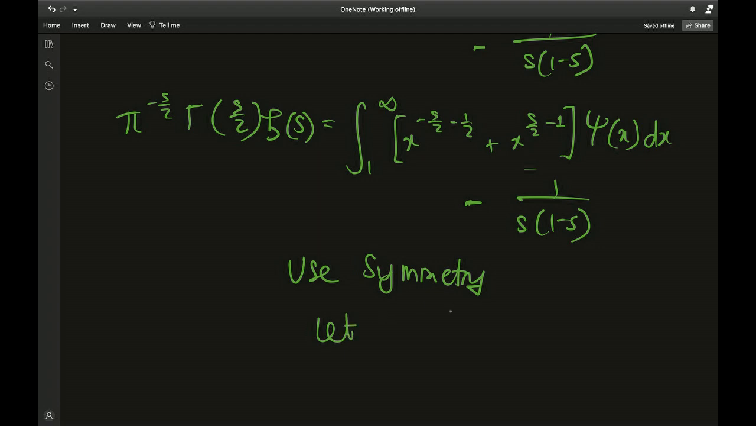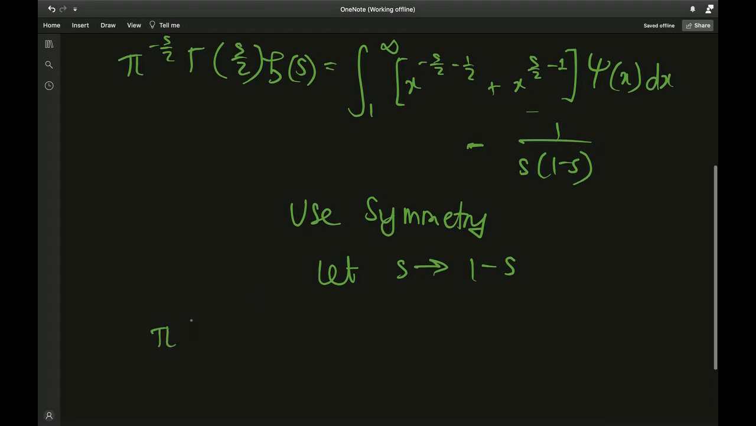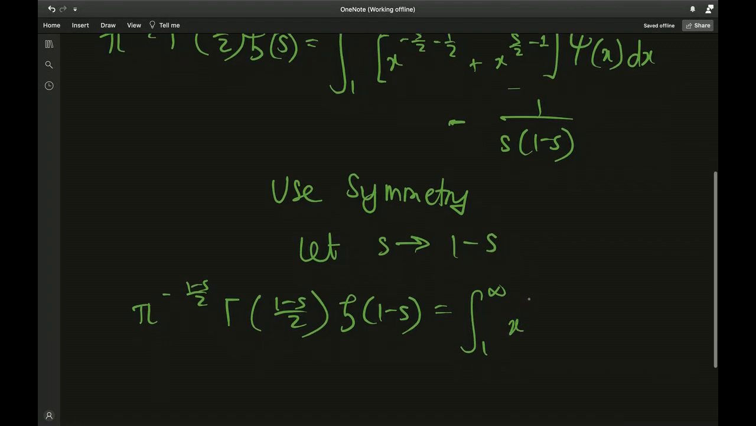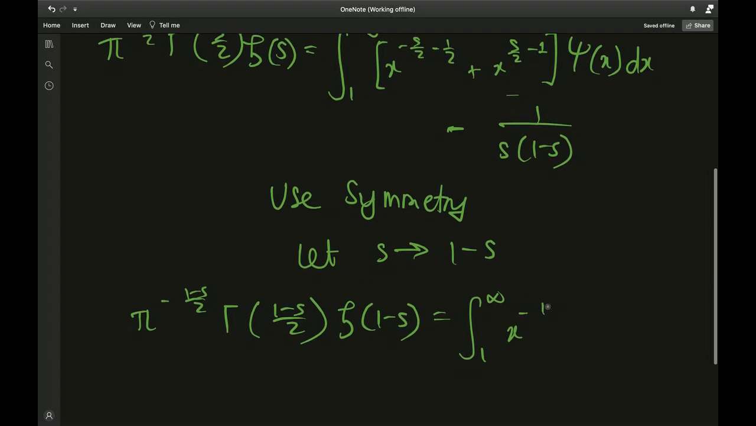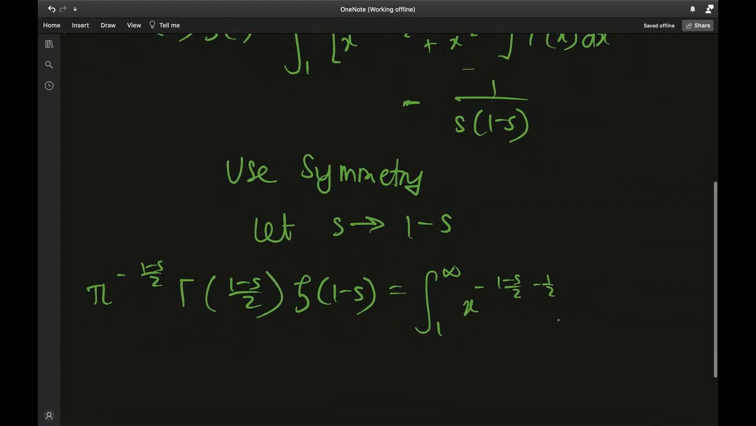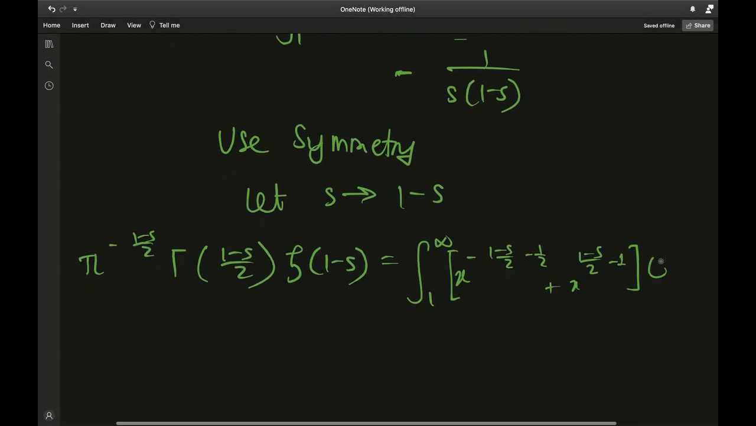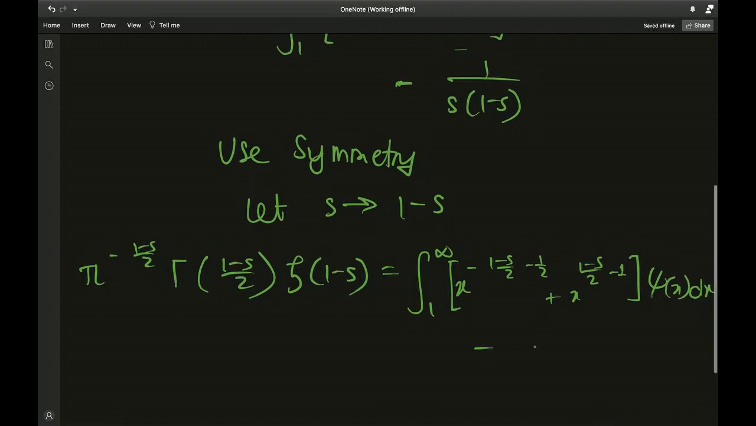Because if you transform s to 1 minus s on basically both sides, you'll have pi to the negative 1 minus s over 2 gamma of 1 minus s over 2 Riemann Zeta of 1 minus s being actually equal to integral from 1 to infinity x to the minus 1 minus s over 2 minus half plus x to the 1 minus s over 2 minus 1 psi x dx minus 1 over 1 minus s and s.